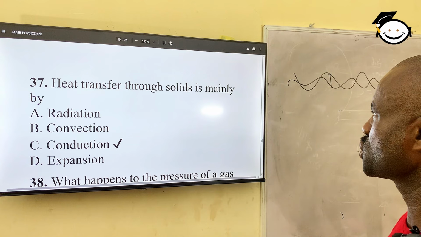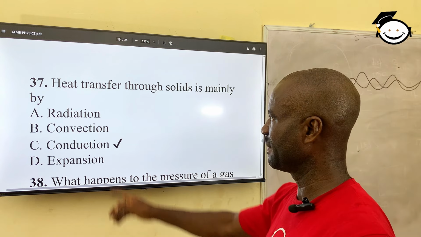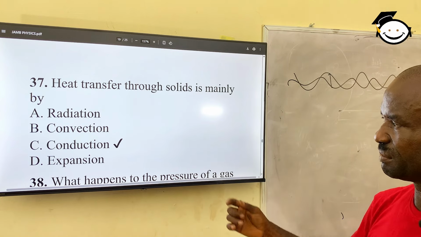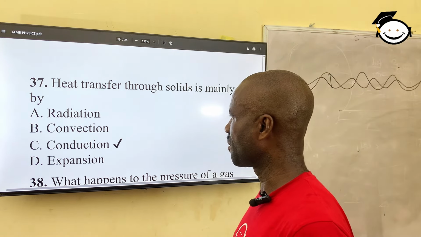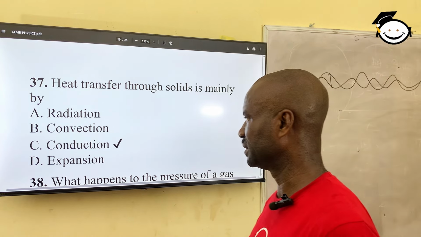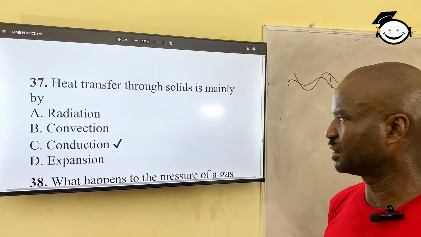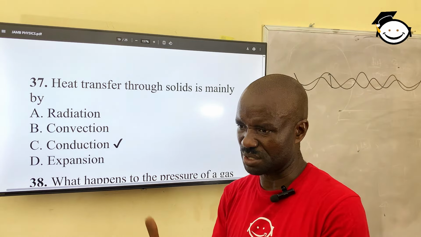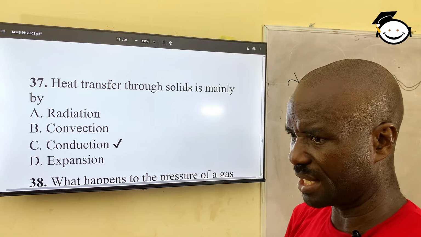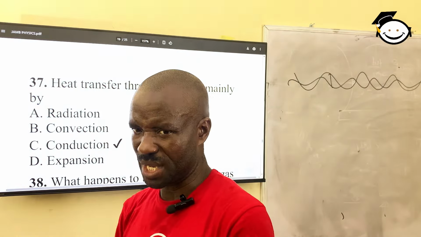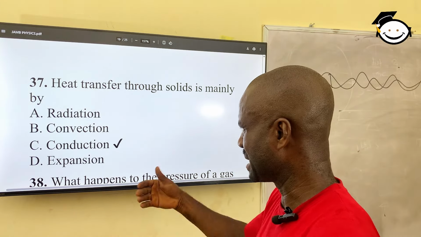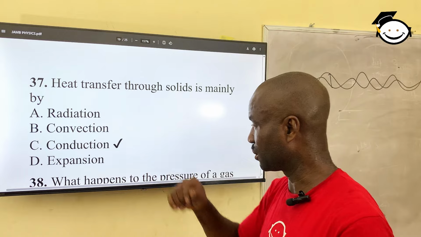Question 37. Heat transfer through solids is mainly by A, radiation. B, convection. C, conduction. And D, expansion. The correct answer is conduction, because the materials have to be in touch with one another. We place one iron close to the other. The heat will be transferred from one of the bodies to the other because they are actually touching. So it's by conduction.